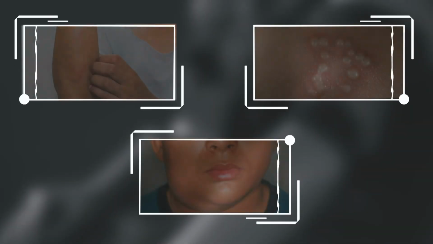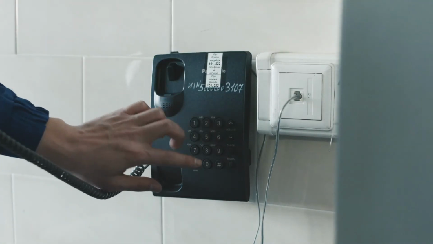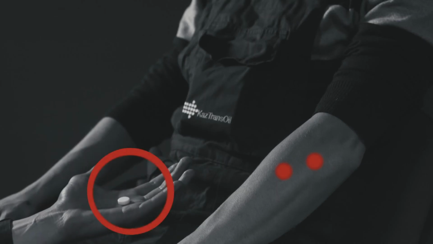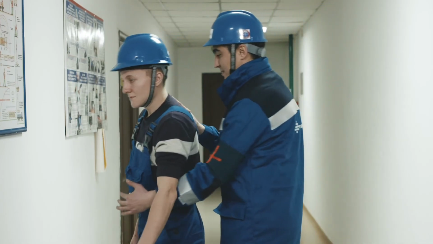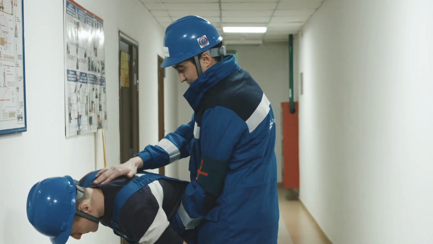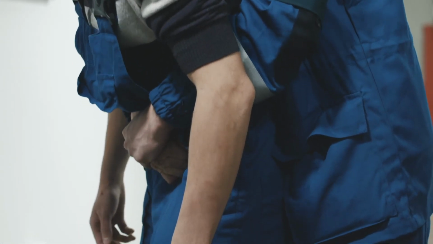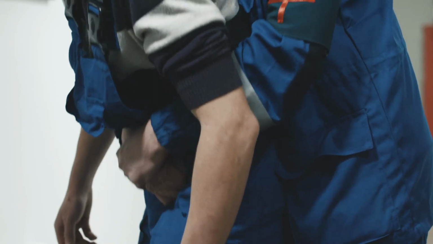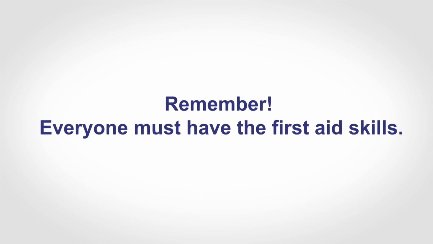In case of allergies with sudden itching of the skin, blisters, swelling of the face and neck, call 103. It is forbidden to give your own medicine. In case a foreign object enters the respiratory tract, bend the victim's body forward. Inflict several intensive blows with the palm of the hand between the shoulder blades. Wrap your arms around the waist, press 4 to 5 times in the middle of the abdomen. If the result is negative, call 103. Remember, everyone must have the first aid skills.